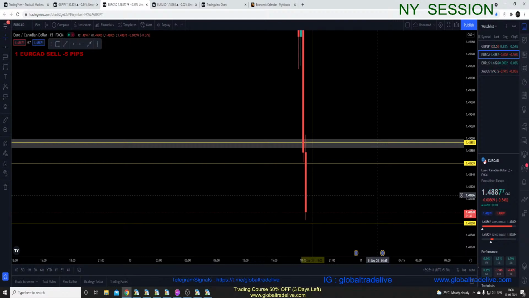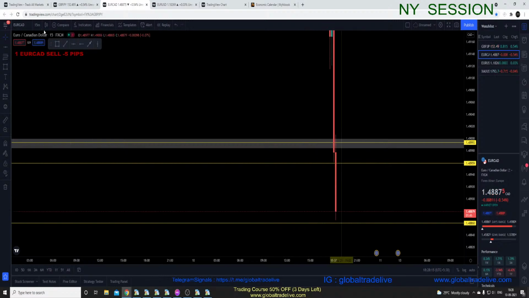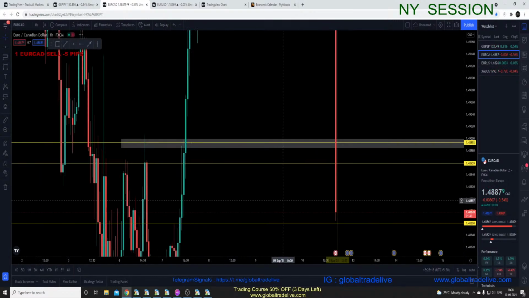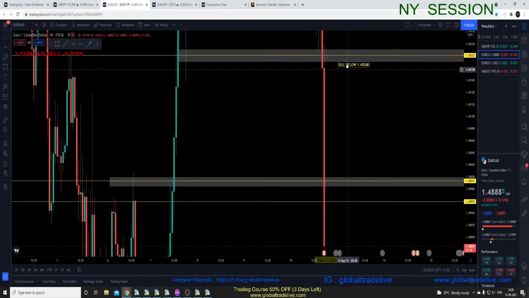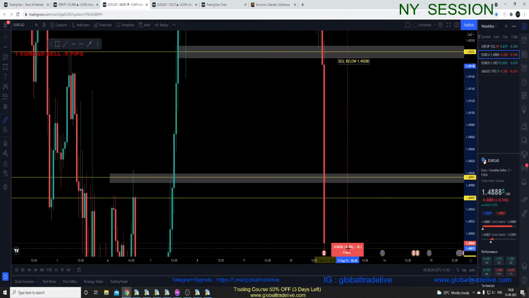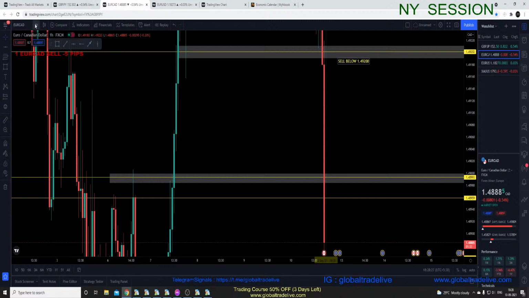Okay, it went all the way down again. Again it went down. Look at this move. This move is really huge. 30 pip move.